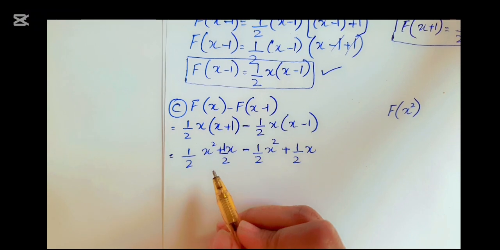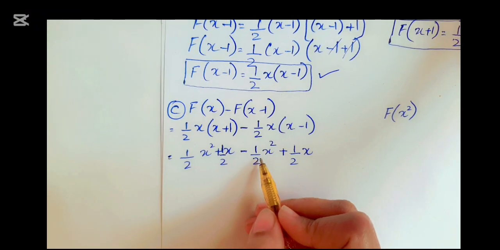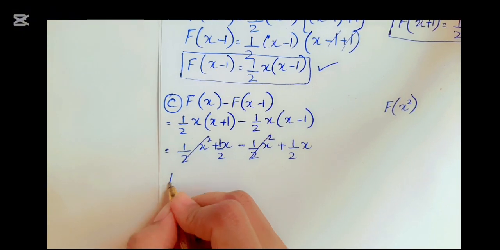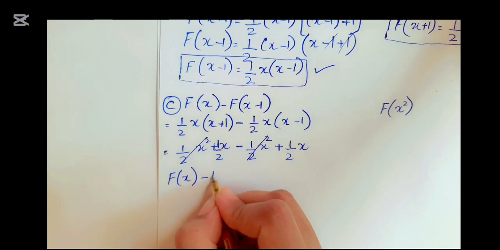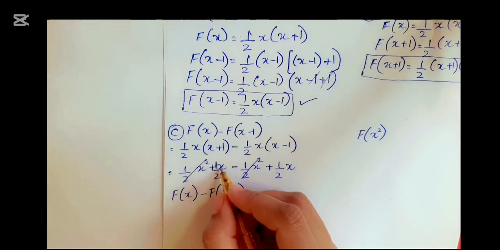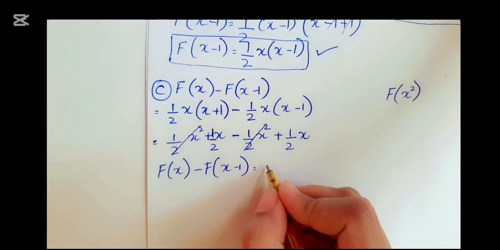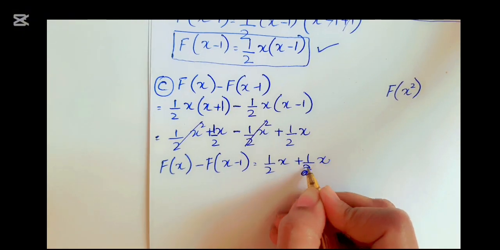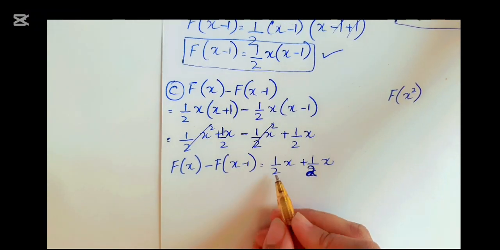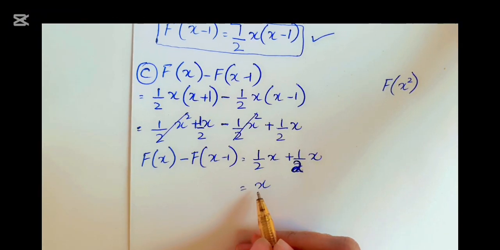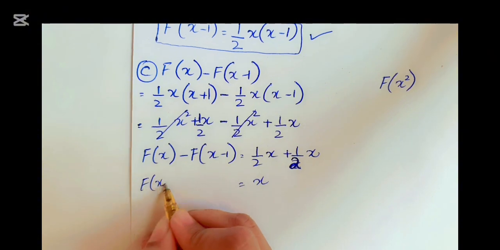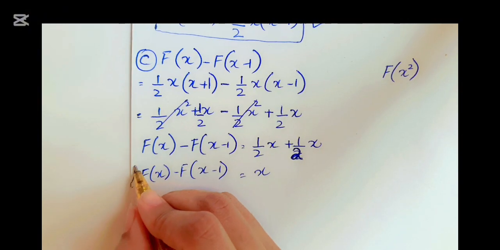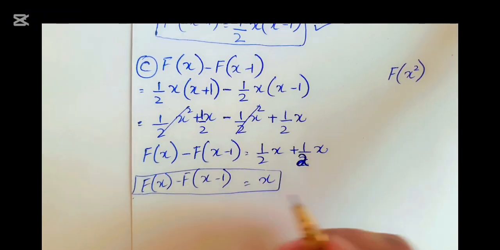Now see, half x square and here minus half x square. This is positive, this is negative, so we can cancel both of them. So the value would be half x plus half x. You know that half and half would be x. So the final value of f(x) - f(x - 1) is x. This is part C. Now move to part D.